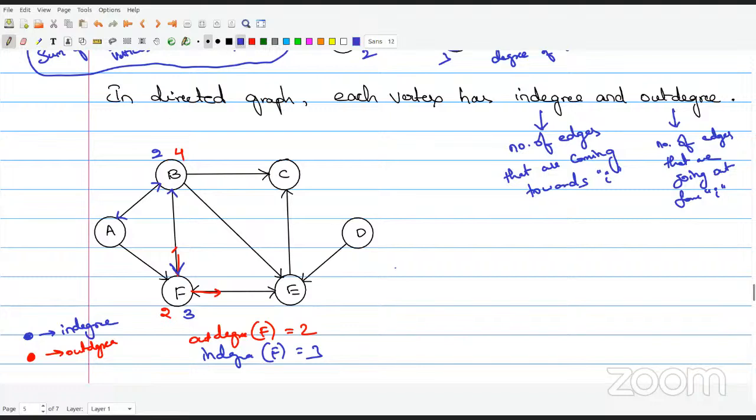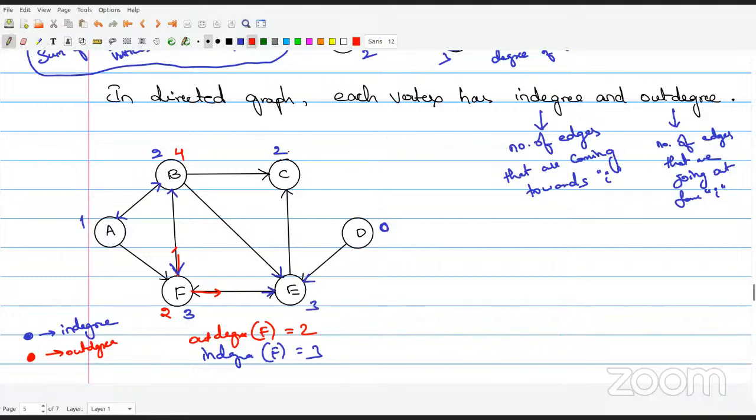So let us compute in degrees for all the vertices. What will be the in degree for C? 2. In degree for D? 0. There are no edges coming towards D. What is the in degree for A? 1. And E? 3.